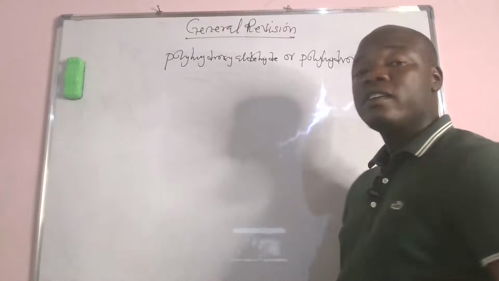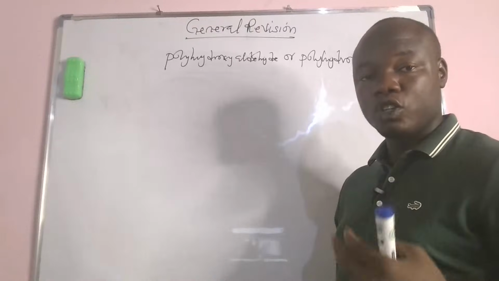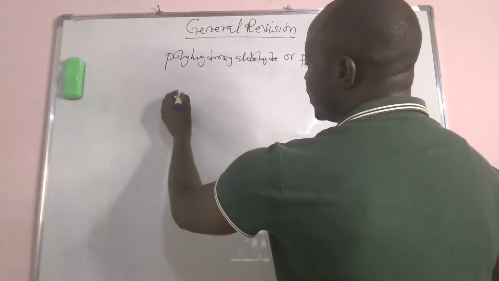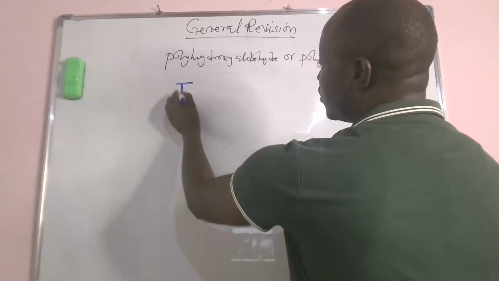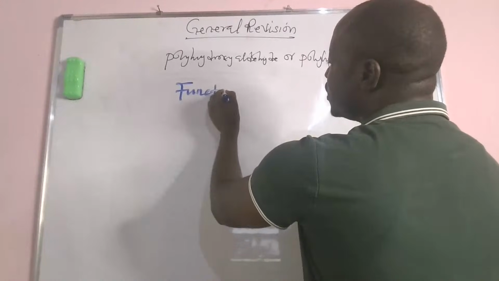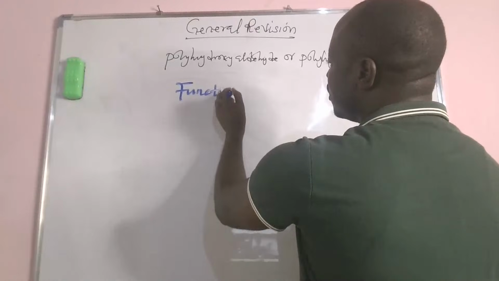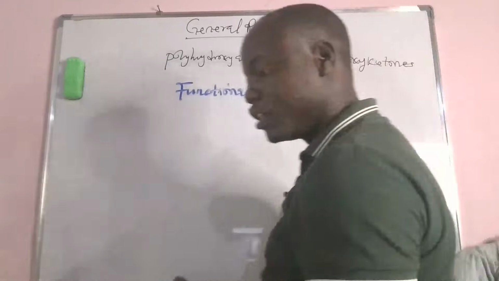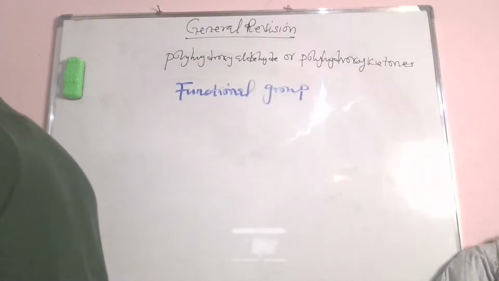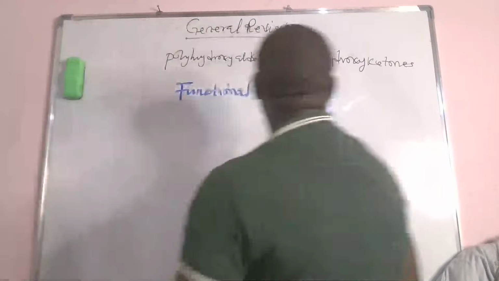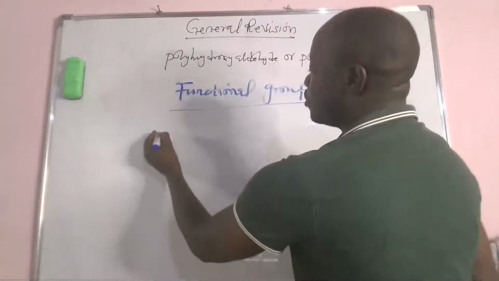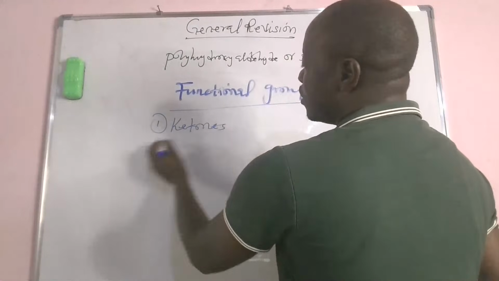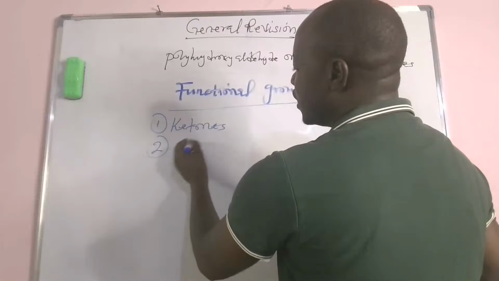And of course, very importantly, one thing that I want you to understand is that in carbohydrates we have two major functional groups. The major functional groups that are found in carbohydrate, of course, number one, we have ketones, and then number two, we have aldehydes.